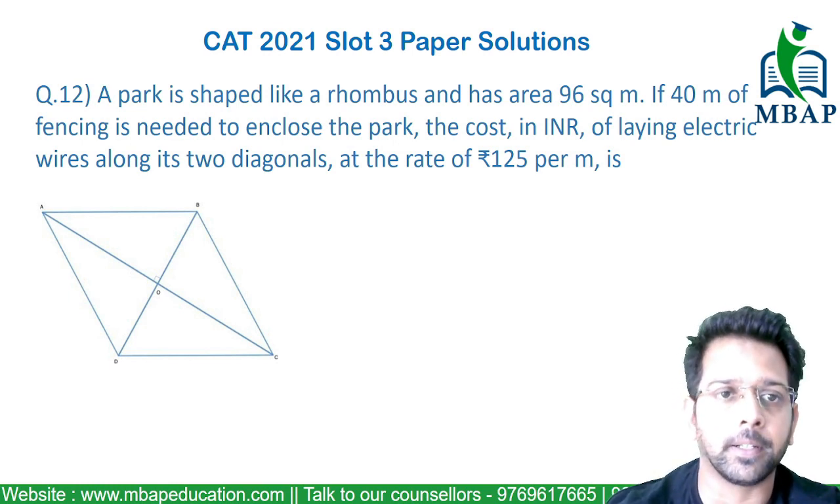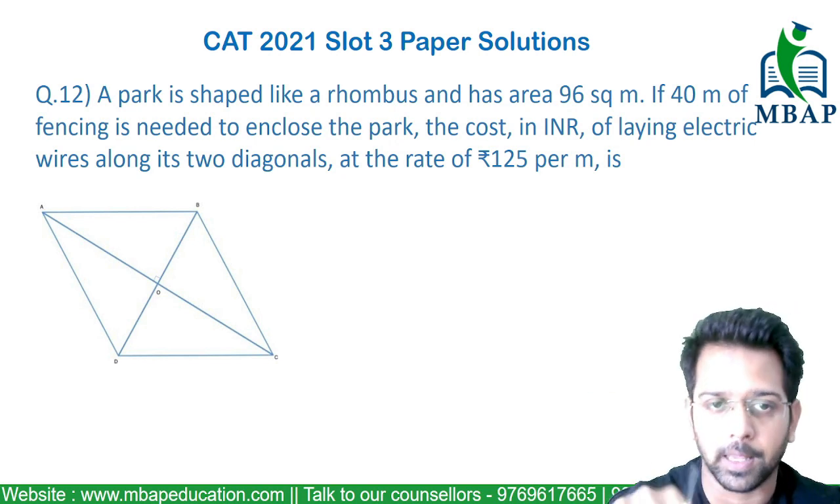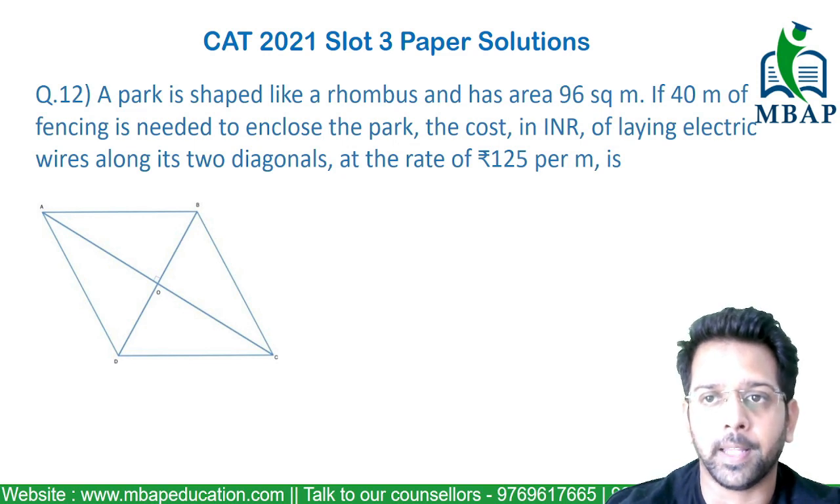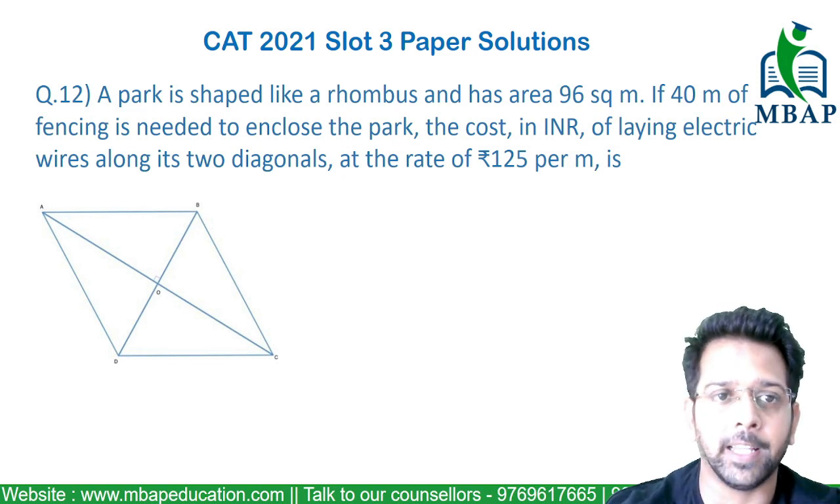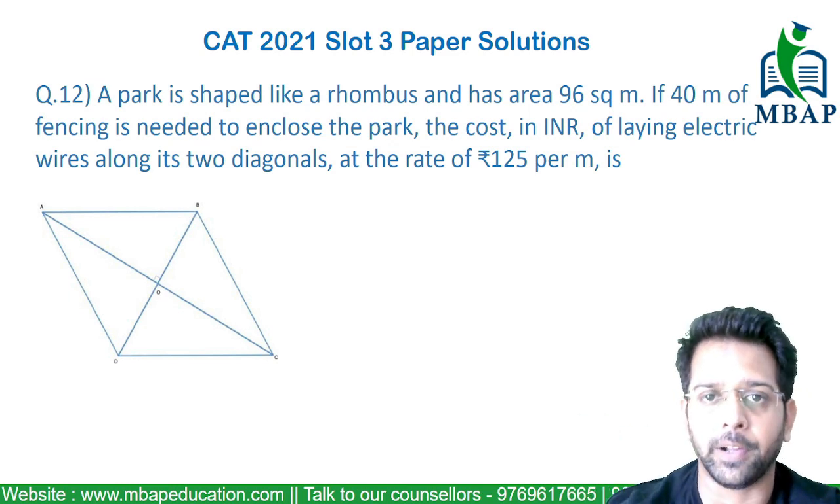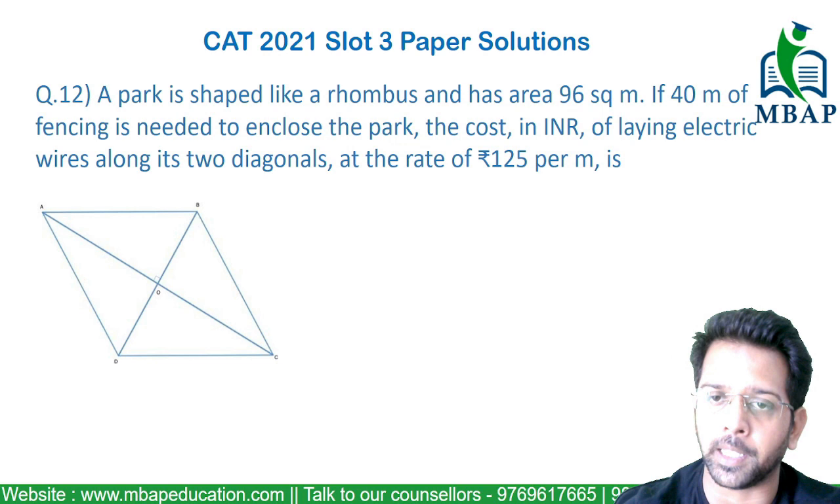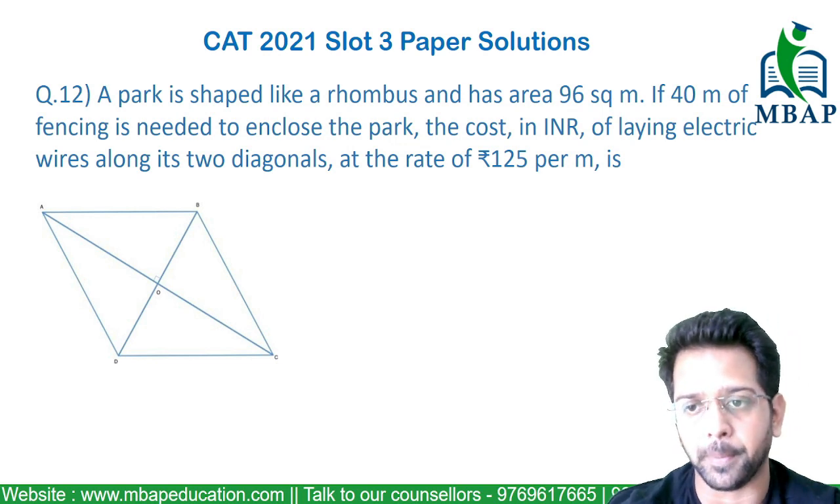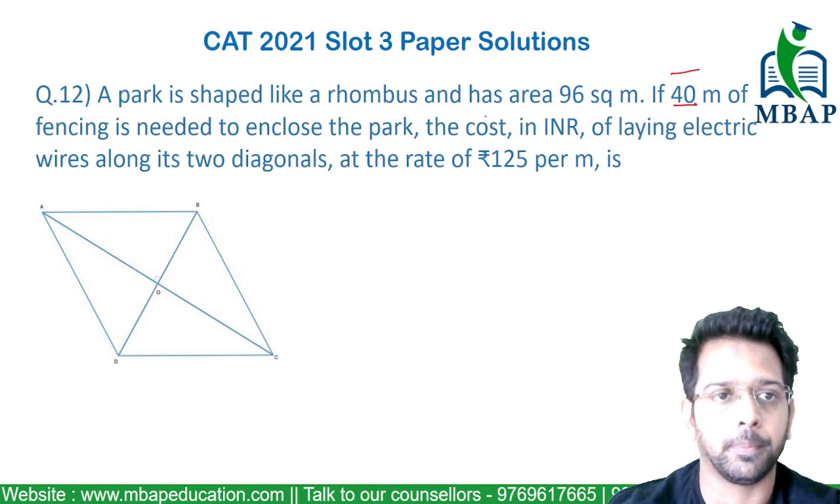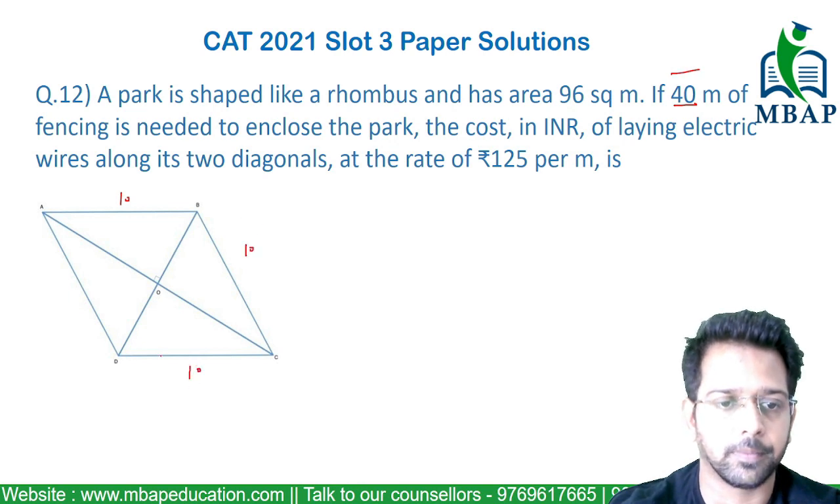If 40 meter is the fencing needed to enclose the park, which means the perimeter of this rhombus has been given to you as 40, then the cost of laying electric wires along the two diagonals, the length of the diagonals has to be found out, if that rate is 125 per meter. So the overall length of covering with wires has to be found out. It's being given to you as what? The perimeter is 40. So let's put all the sides to be 10, 10, 10, 10.